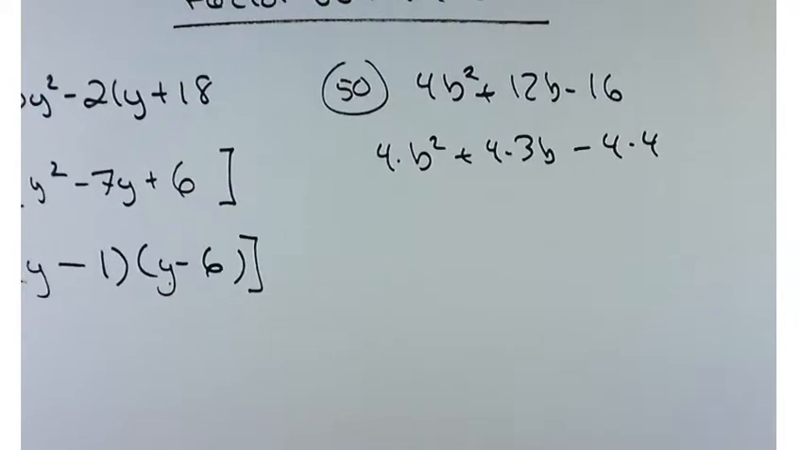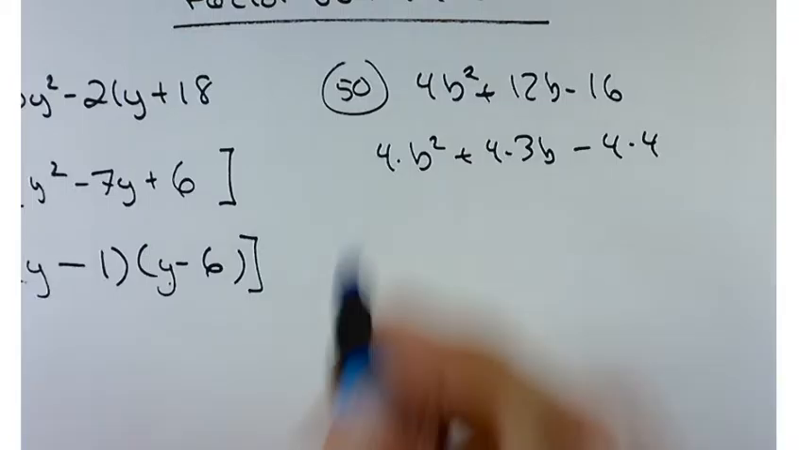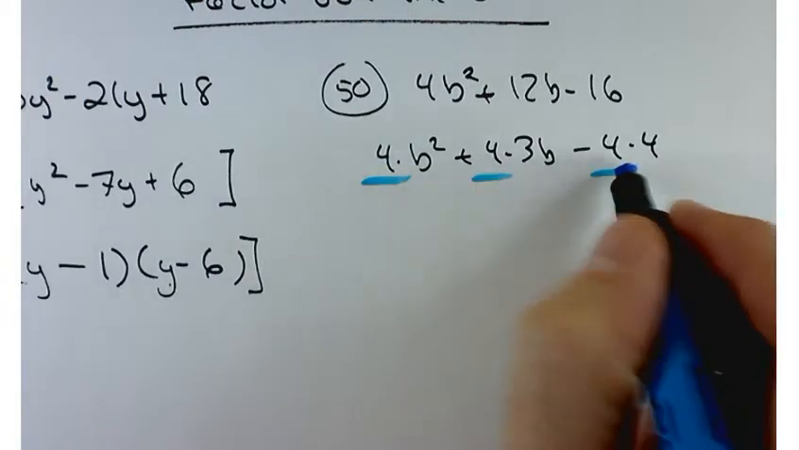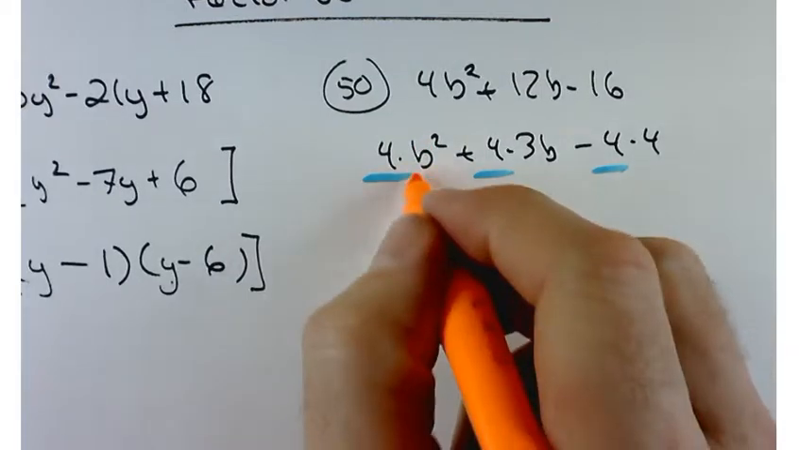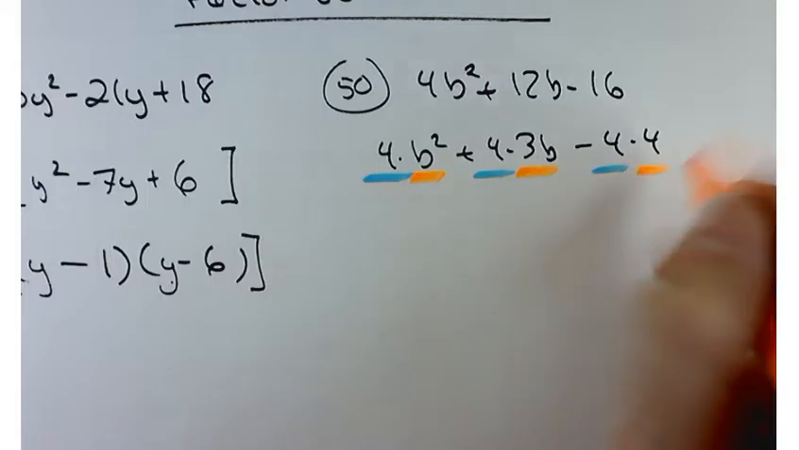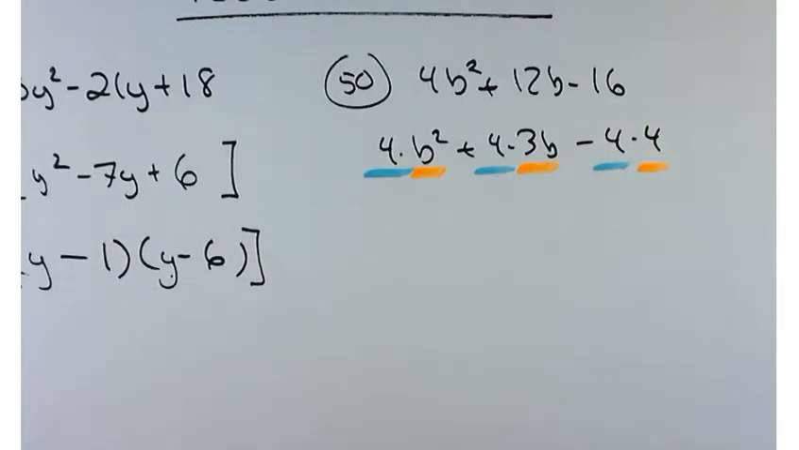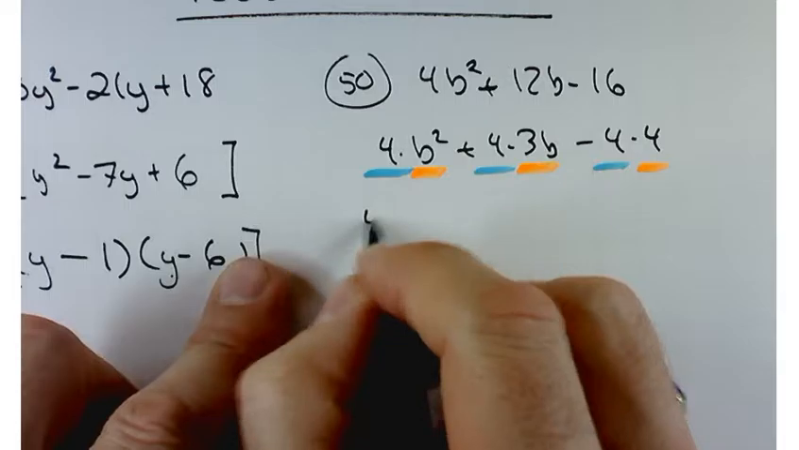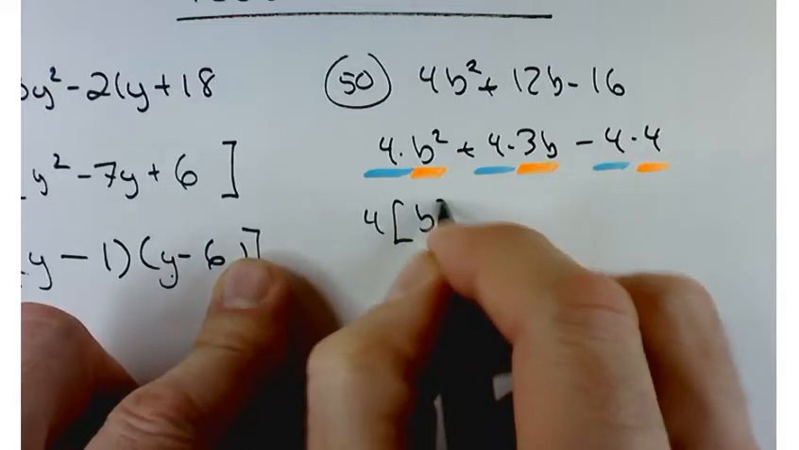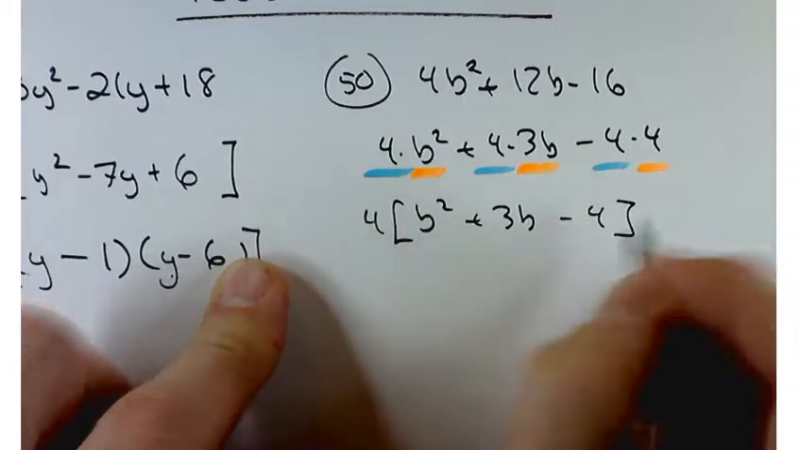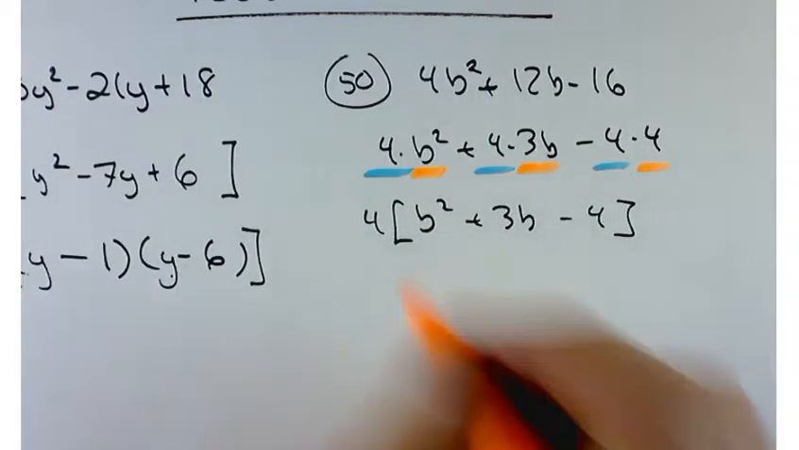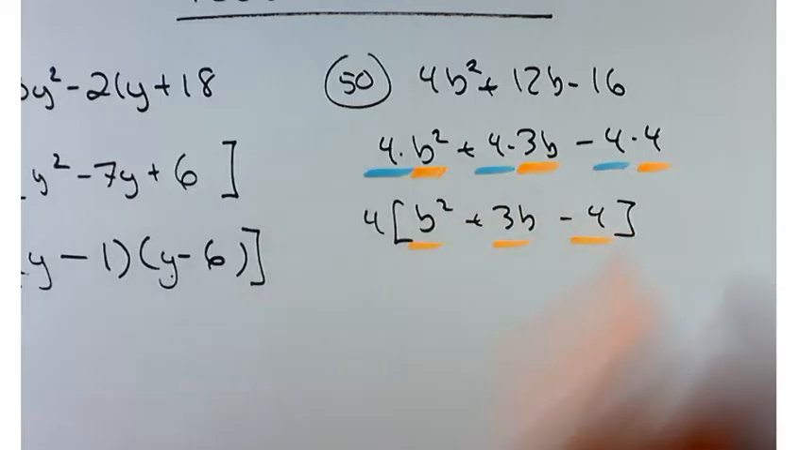So if I recognize that 4 is a GCF, then here's my common factor. That's the 4. And then here's what's left: a b squared, a 3b, and then a minus 4. So if you factor out that GCF of 4, you're going to leave behind b squared plus 3b minus 4. So all those terms are here, and then the GCF out in front.